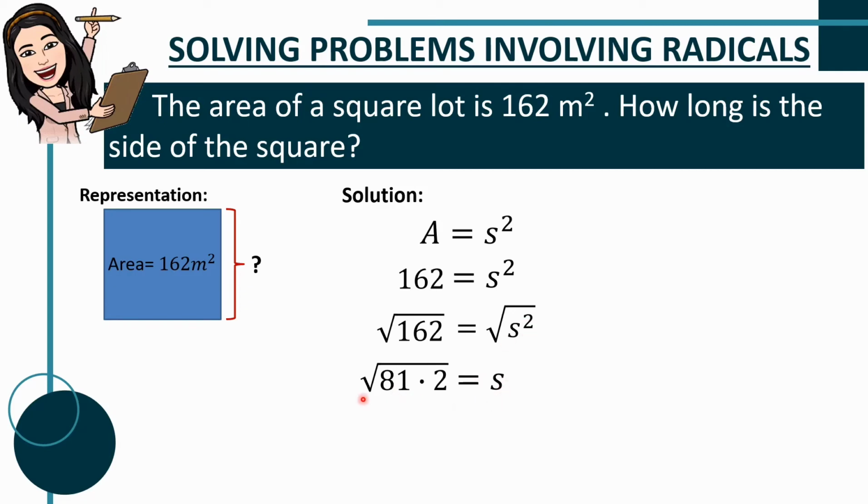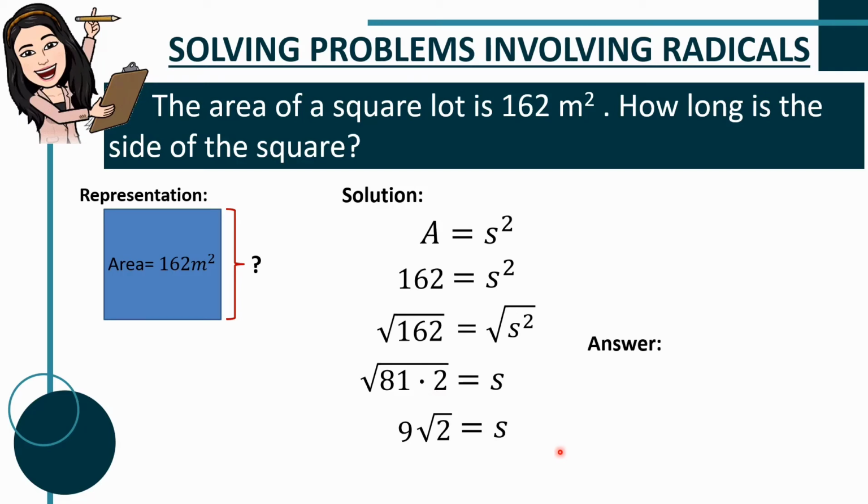Now, let us extract the perfect square number, which is 81. What is the square root of 81? That is 9. How about the square root of 2? Okay, so hindi natin siya kayang i-extract. So, hayaan natin siyang nasa loob ng ating square root. So, meaning to say, our answer or the side is equal to 9 square root of 2. So, that is our answer.